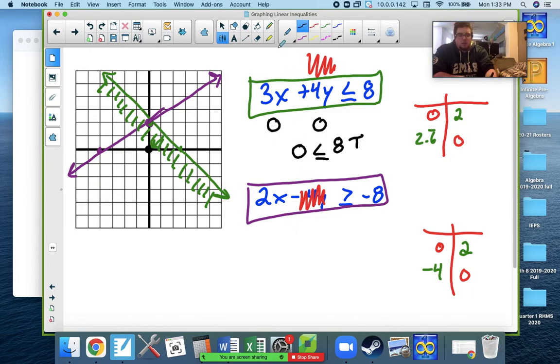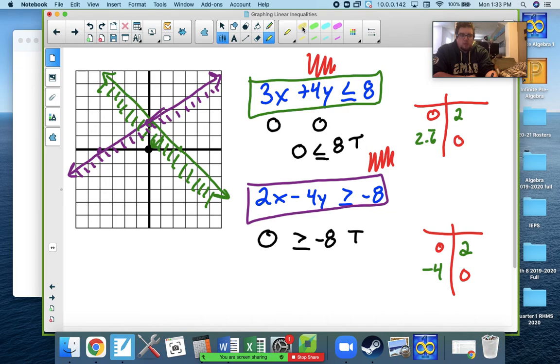We plug 0, 0 in for our second equation. That becomes 0, so it's 0 is greater than or equal to -8. Well, that's also true. So we have to shade towards 0, 0 for the purple line as well. So where do the two shaded regions overlap? Right here. And that's graphing systems of linear inequalities.